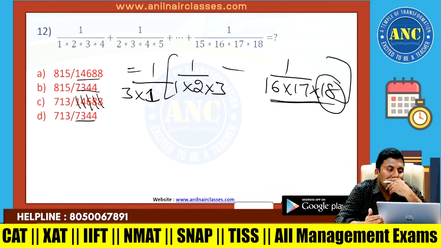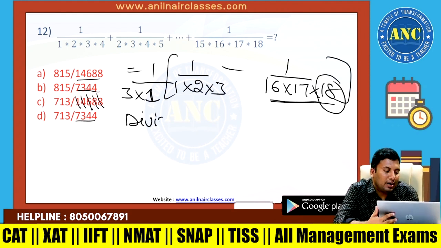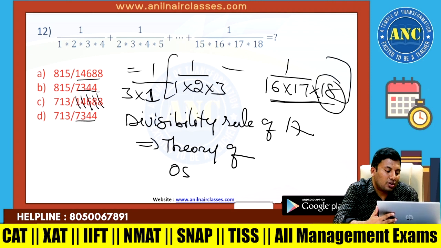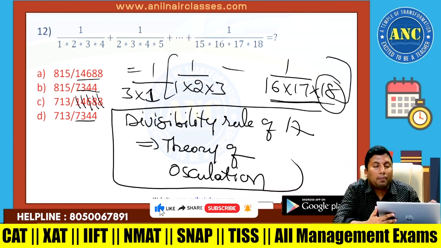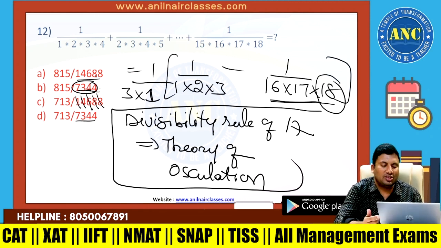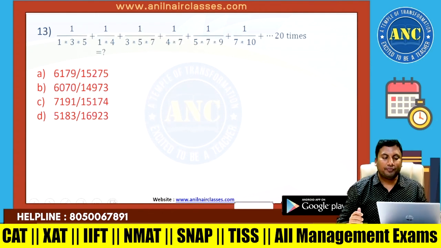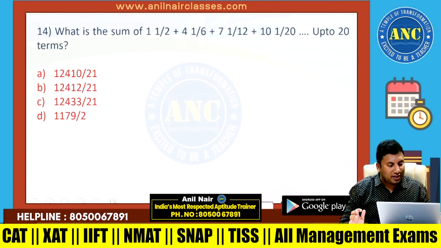Now, what you can do is 17. I will discuss in my prime number class how to use the divisibility rule of 17, using the theory of osculation. The theory of osculation helps you to know the divisibility rule of 17. You can apply the divisibility rule, but here I am not discussing it because if this is a multiple of 17, obviously this will be. I hope the idea is clear. Method 2 is always there for you.